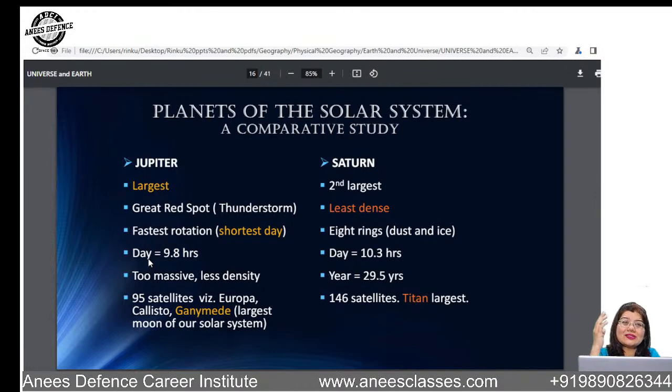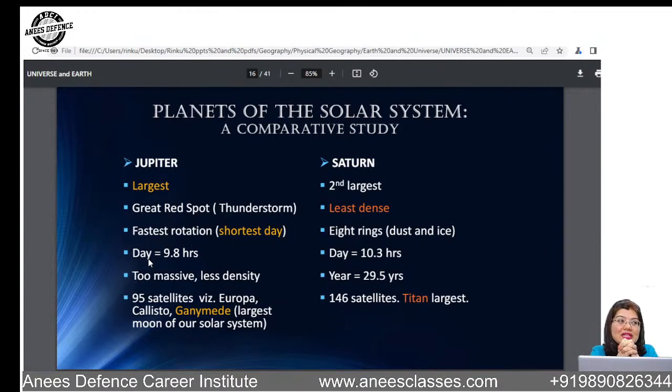Once again, we've already discussed that the size of Jupiter is huge. It's a massive planet with less density, and that is the reason why Jupiter rotates faster. Jupiter also has 95 satellites, Ganymede being the largest among them, and not only among Jupiter's, it happens to be the largest among all satellites. Ganymede and Titan, the satellite of Saturn, are so large that they are even larger than a few planets in the solar system. So they are large satellites, which finally brings us to Saturn.